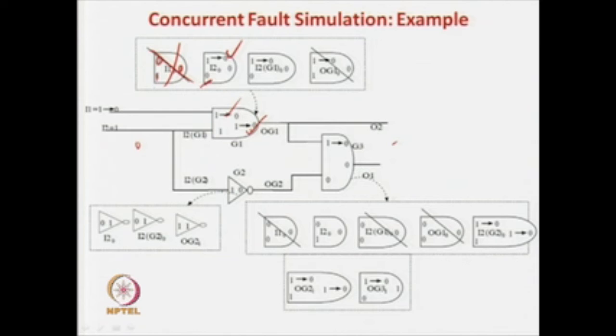So, these things are retained from the previous computation, and we say that there is still a signal difference here. So, this gate is retained. So, some computation, the computation at this level and the computation at this level, are saved.